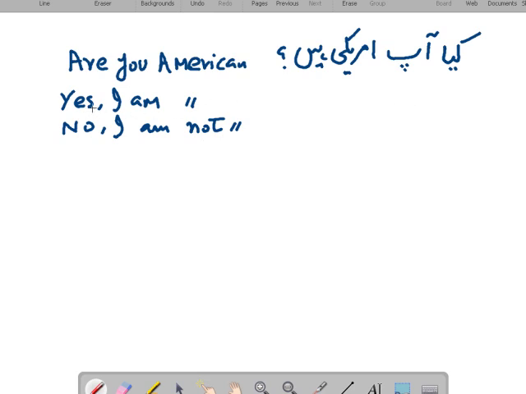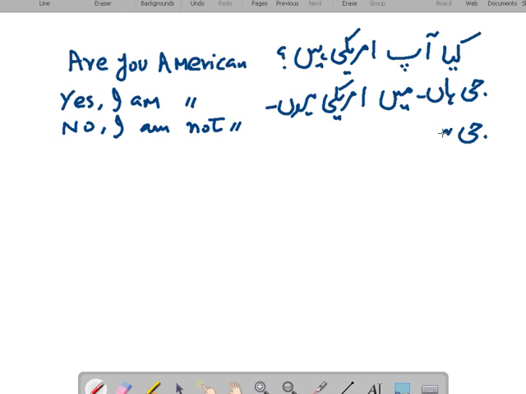In Urdu, when I say yes, I am American, जी हाँ. Yes mean जी हाँ. जी हाँ, मैं अमरीकी हूँ. और if you say no, जी नहीं mean no. जी नहीं, मैं अमरीकी नहीं हूँ.